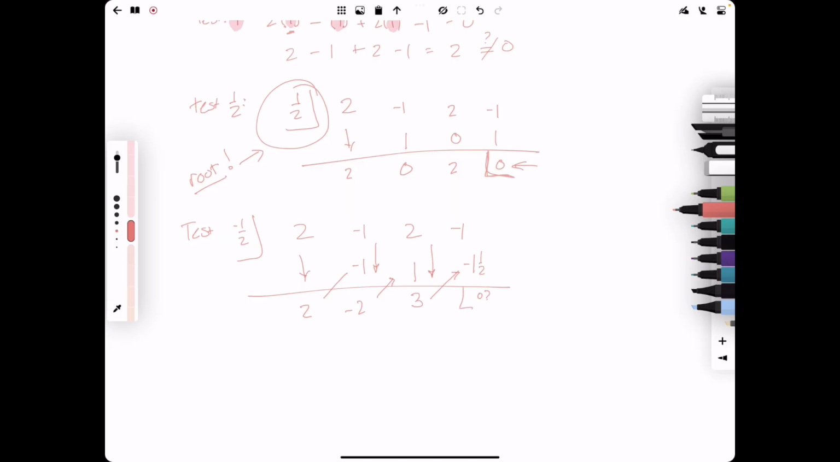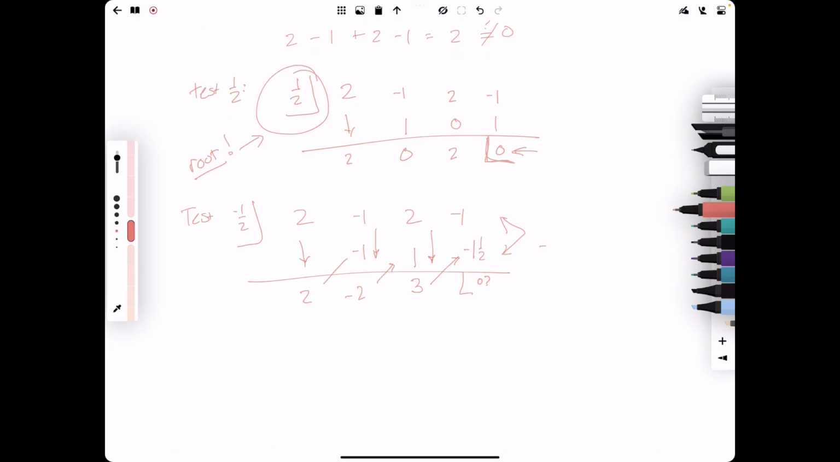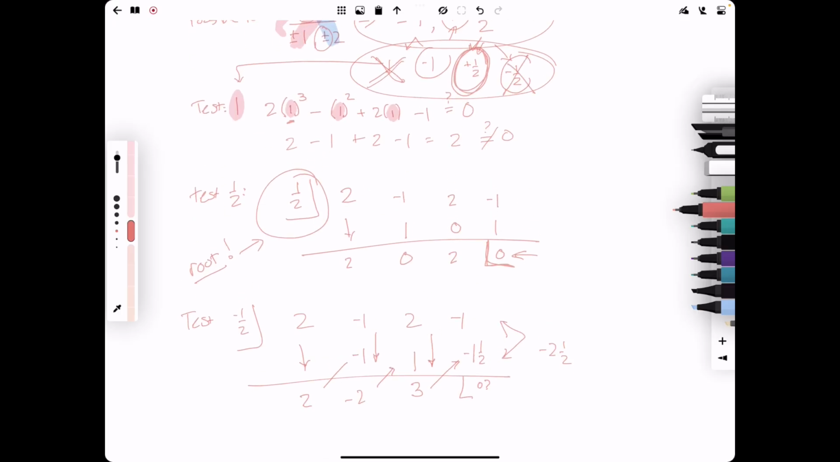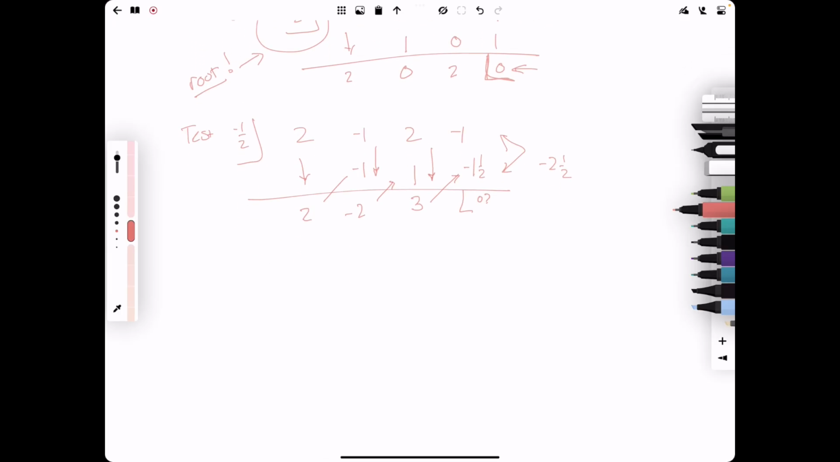I don't care about the answers. I just want to know, does it equal 0? You can clearly see when you add those two, you don't get 0. You should get -2 and 1/2. We got one more to test. So the negative 1/2 didn't work. We need to test -1 also.